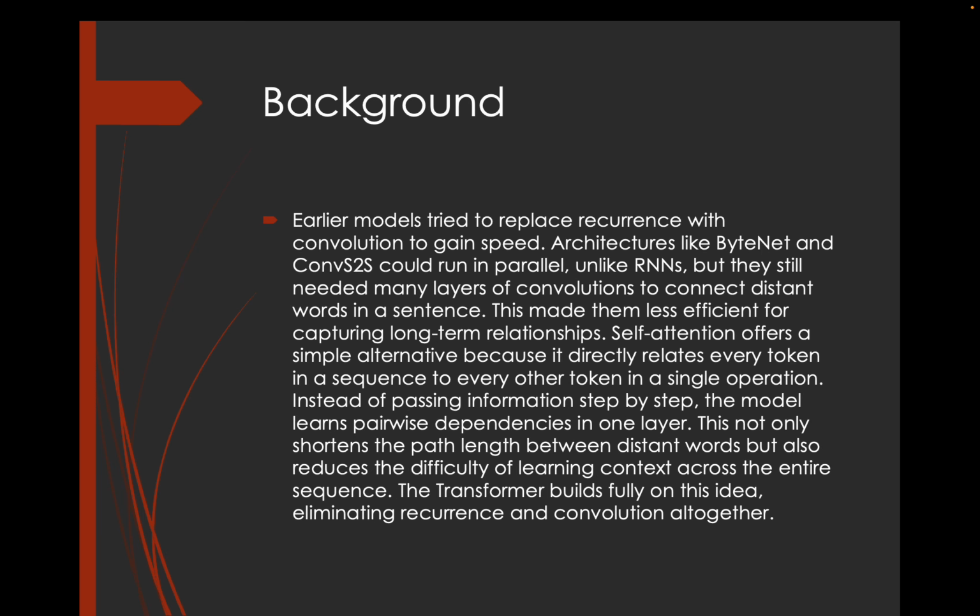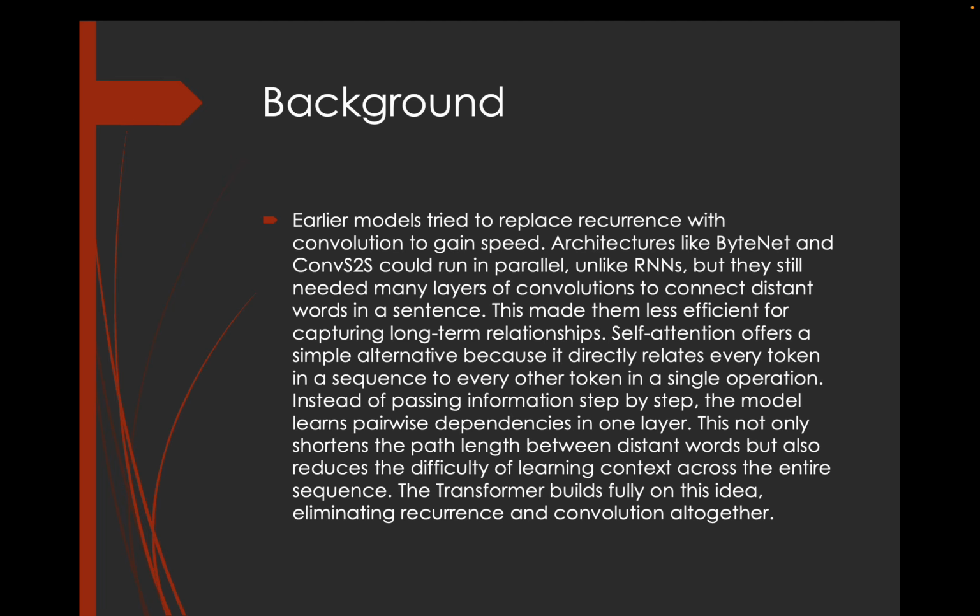Background. Earlier models tried to replace recurrence with convolution to gain speed. Architectures like ByteNet and ConvS2S could run in parallel, unlike RNNs, but still needed many layers of convolution to connect distant words in a sentence. This made them less efficient for capturing long-term relationships.